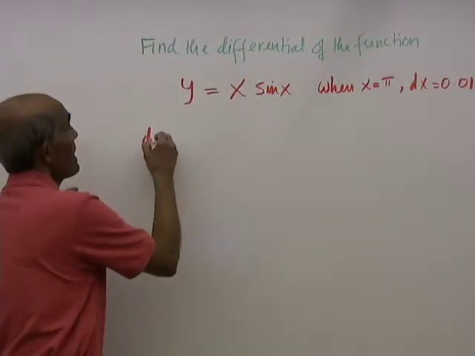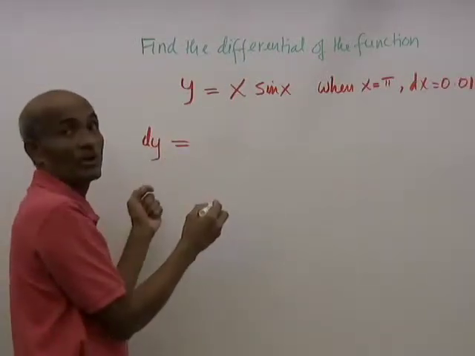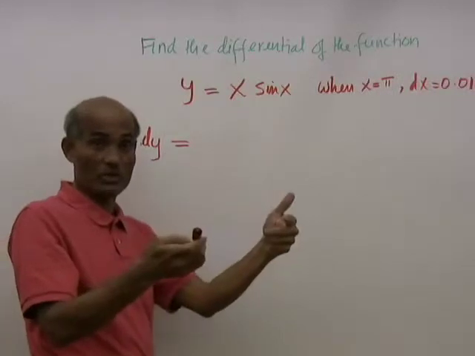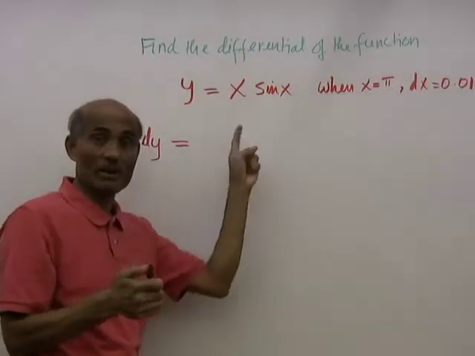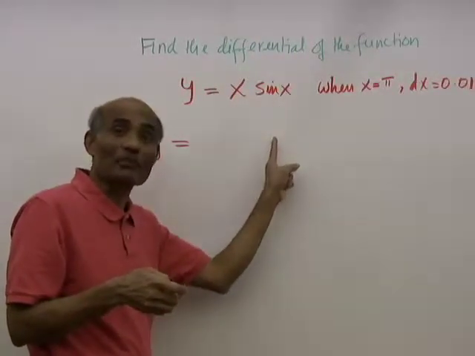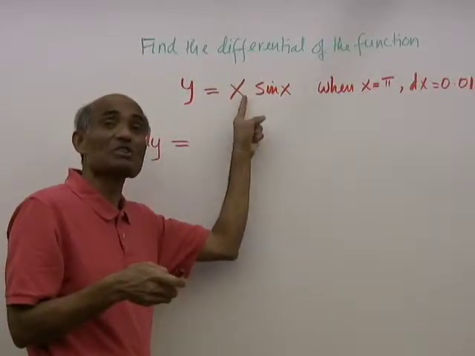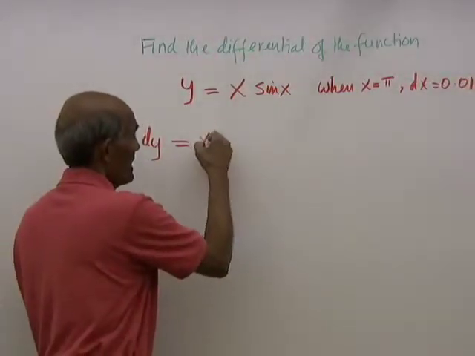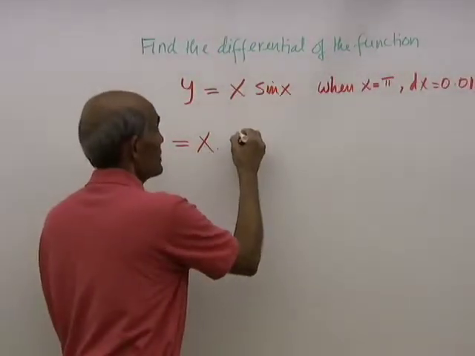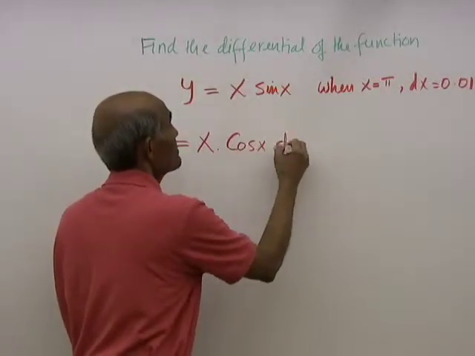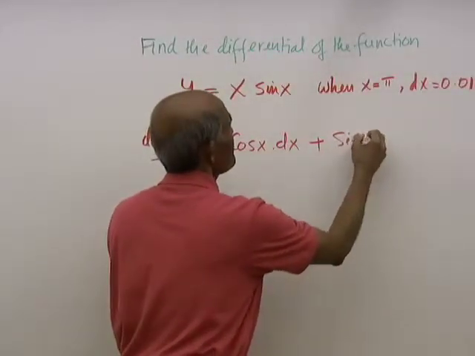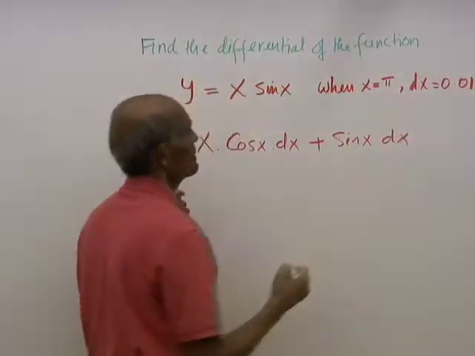We have differential of y is dy. Equal to, we want to find the differential of the right side and use the rule for the derivative applied to differential. How does it go? x times differential of sine x plus sine x times differential of x. All right, so that will be x times, what is the differential of sine x? The differential of sine x is cos x times dx plus sine x times the differential of x is dx.